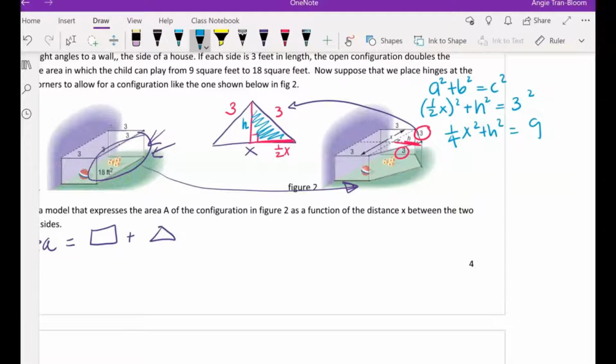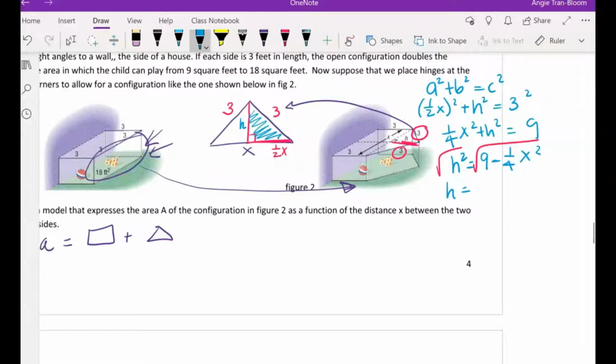So h squared equals, I will move the 1/4 x squared over, 9 take away 1/4 x squared. We will now take a square root to both sides. Normally, I always tell you, remember, there's a plus or minus every time you take a square root, but because height is a distance, and the distance is always positive, I technically don't need to worry about the negative.